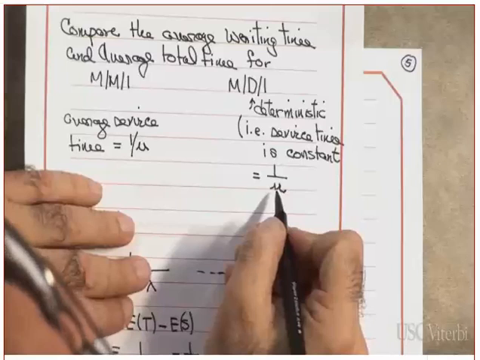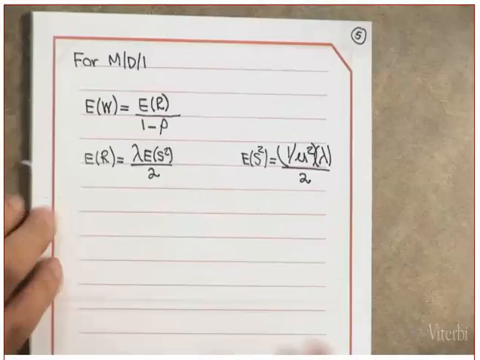Clear? Now, what is E of T for MD1? It is E of W plus E of S, 1 over mu, as fixed. Clear? That was a simple example. By the way, is this the same as for MM1? Why? Because we are comparing the two systems with the same average service time. So this one will also be less than E of T for an MM1. Clear? Okay, good. Let's take another example.